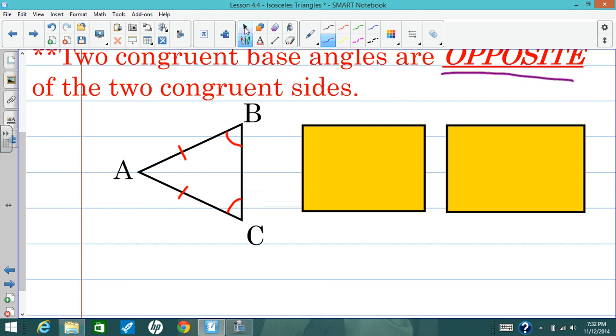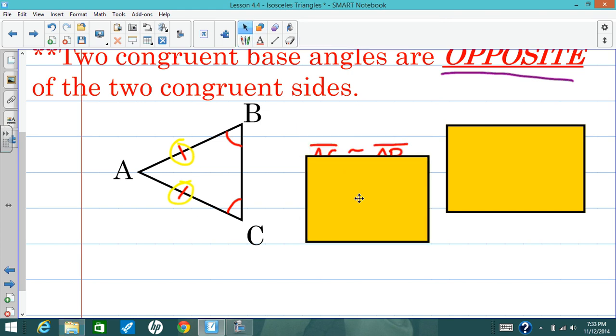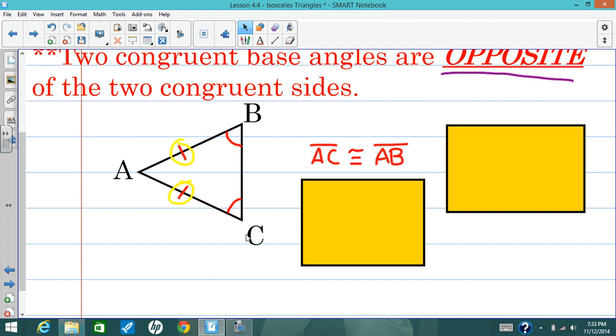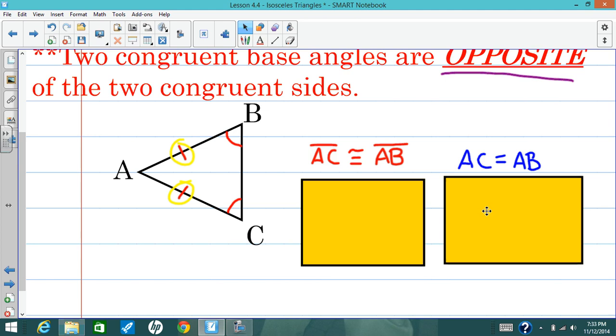Here in this triangle I have that segment AB, so side AB, and segment AC, side AC, are congruent. And we know that because of the two little congruent slashes. So segment AC is congruent to segment AB. That also means that the length of AC is equal to the length of AB. So we said that the base angles were congruent and they're opposite from the congruent sides.